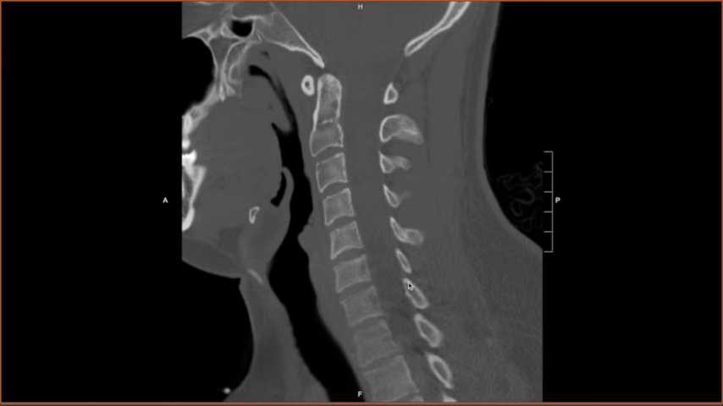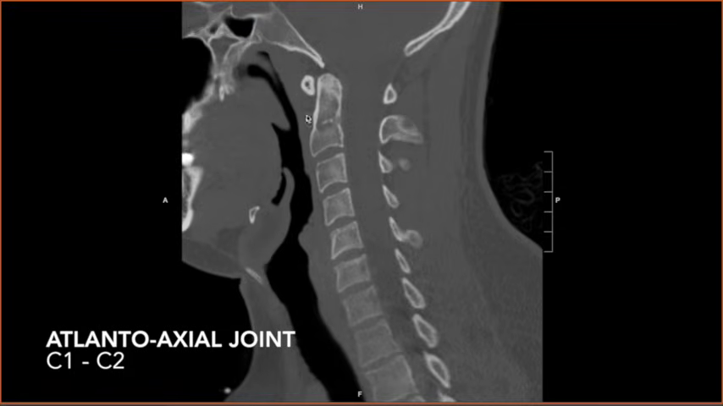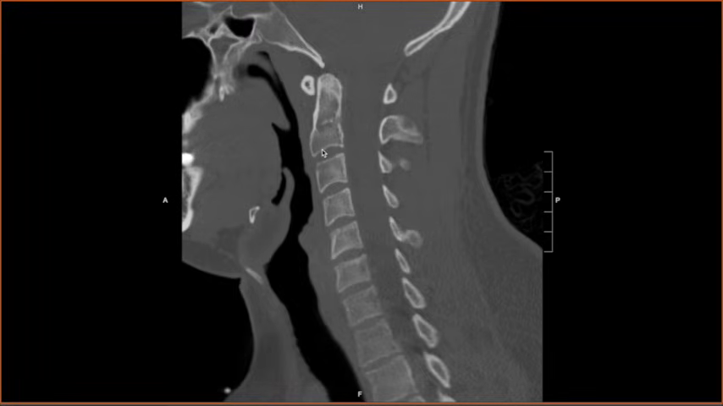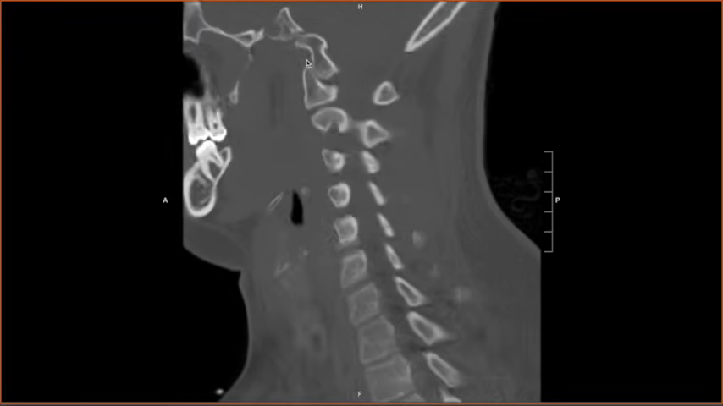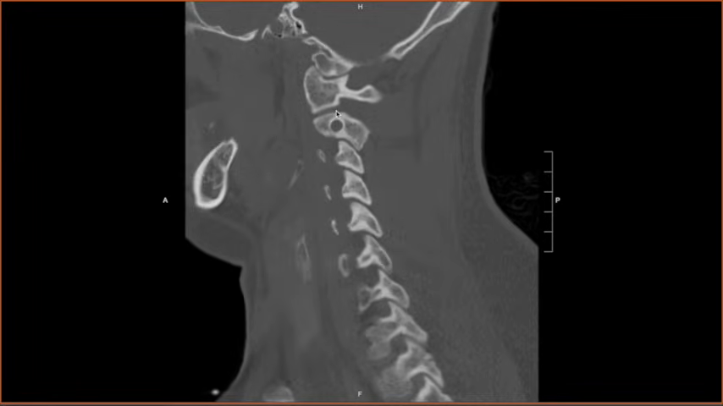The next joint that we look at is the atlanto-axial joint, the articulation between the atlas, which is C1, and the axis, which is C2. It is made up of the median portion of the joint and the lateral portions of the joint. In the midline, there is the articulation between the dens of the odontoid process and the anterior arch of C1, and laterally, it is made up of the articulation of the lateral mass of C1 and lateral mass of C2.